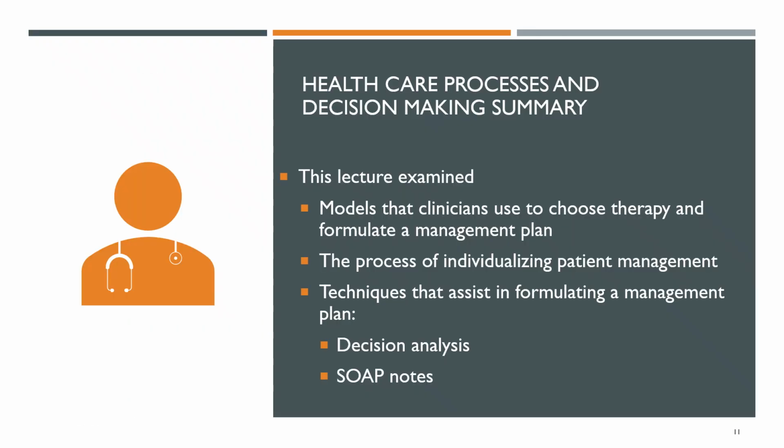Okay, so let's go ahead and summarize what we've covered so far. In this lecture, we examined how clinicians move from diagnosis to therapy and management planning. We explored models clinicians use to choose therapy and how management plans aren't linear or simple. Instead, they require balancing evidence, context, and patient values. We discussed the process of individualizing patient management, tailoring treatment to coexisting conditions, patient preferences, economic realities, and organizational constraints. And finally, we looked at techniques that assist in creating a management plan.